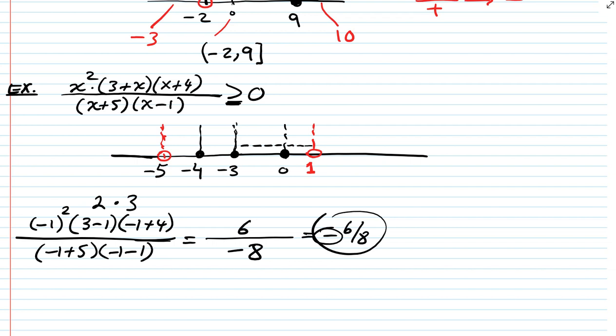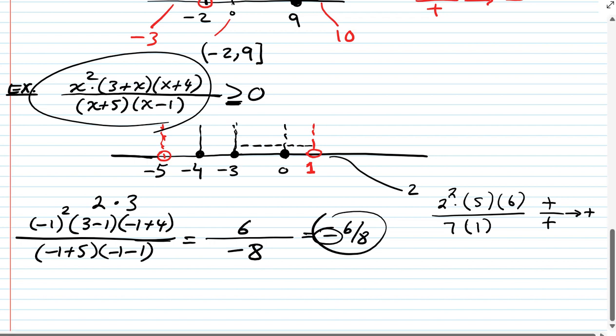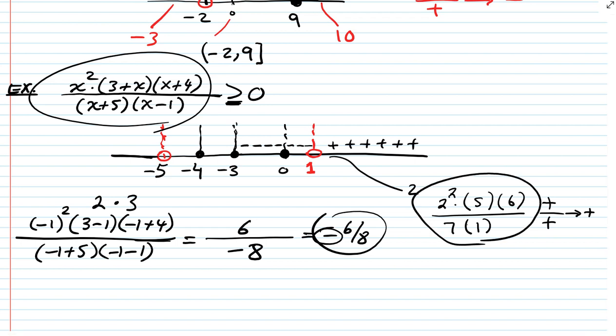Again, that was with negative 1. Let's go beyond 1. So beyond 1, I'm just going to go, let's say 2. And then we're going to redo this expression. That's going to be 2 squared times 3 plus 2 is 5. 2 plus 4 is 6. Notice it's all positive, right? In the denominator, we have 2 plus 5 is 7. 2 minus 1 is 1. The product is positive again. So we have positive over positive. That gives me positive. We do not care about the magnitude of these numbers, only the sign.